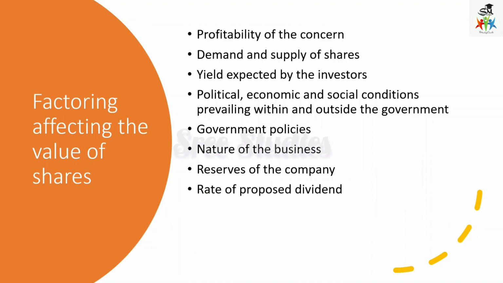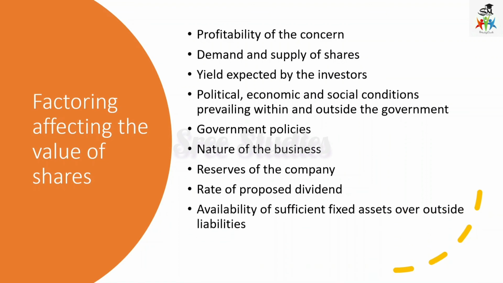Then the rate of proposed dividend declared by the company also affects the value of the shares. Then the availability of sufficient fixed assets over outside liabilities determines what exactly the value of shares in a company is. And finally, last but not least, the book value of the shares, how much they paid and what has been maintained in the register, also affects the value of the shares.